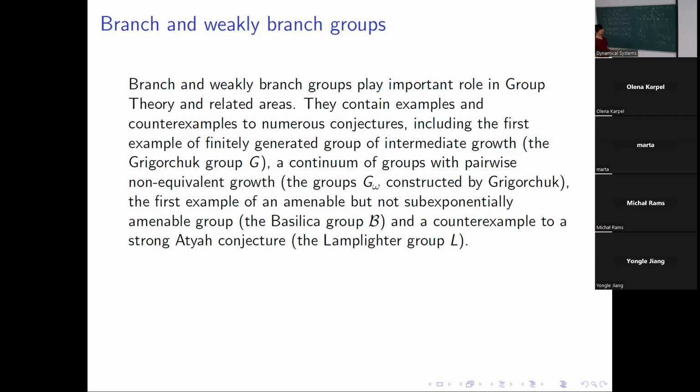Another example is the first example of an amenable but not sub-exponentially amenable group, the Basilica group G. It's weakly branch but not branch, and it's related to complex dynamics. It is the iterated monodromy group of the map z squared minus 1. And one more example is the Lamplighter group, which can also be viewed as a group acting on a rooted tree. It was recently shown that this is a counterexample to the strong Atiyah conjecture.